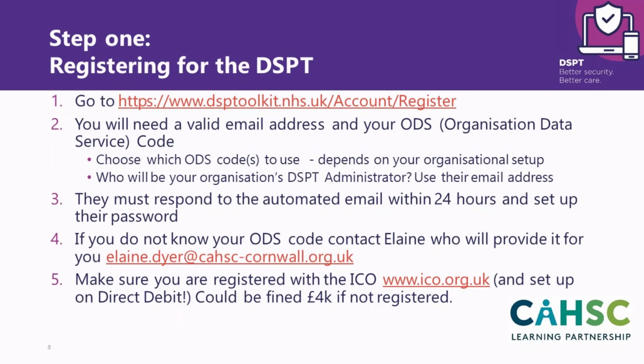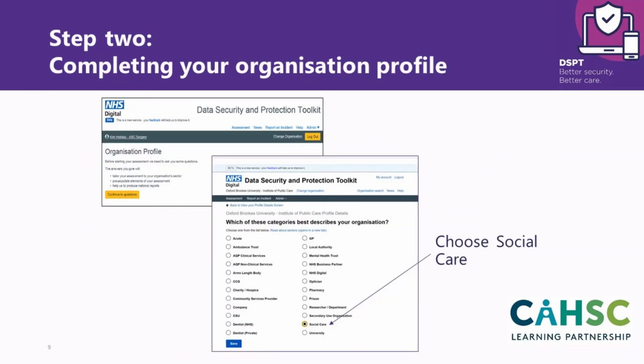So step 2. Once you're registered and you've clicked the link on the automated email to set up your password and you log in for the very first time, you'll be greeted with what's on screen here, and it will be about completing your organisation profile. So what you need to do is choose the category that best describes your organisation. So for you, you're going to want to click on Choose Social Care, and this means that once you've gone through, it will show you the correct social care view to complete the toolkit. So we suggest you only choose your organisation type at this stage.